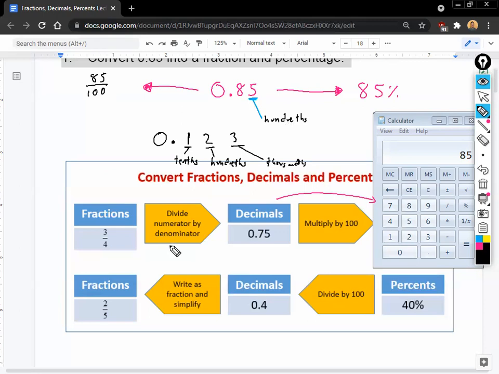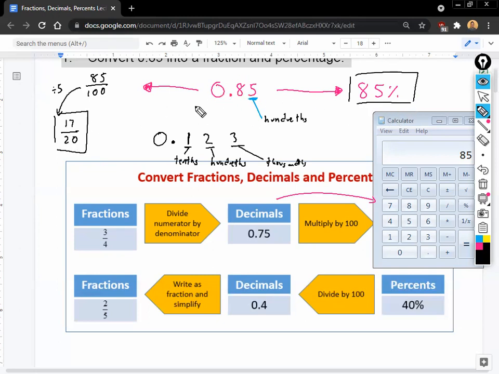Now we do need to simplify this fraction, which means we need to divide the top and bottom by the common factor. 85 is pretty easy. What's the common factor between 85 and 100? 5. Yeah, 5. So we divide everything on the top and bottom by 5. That means we get 20 on the bottom, and we should get 17 on the top. So your fraction is 17 over 20, and your percentage is 85%.